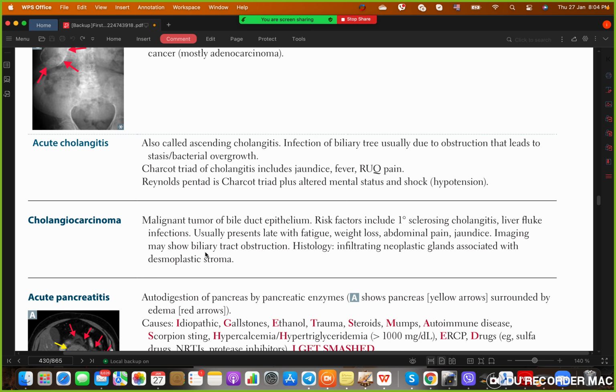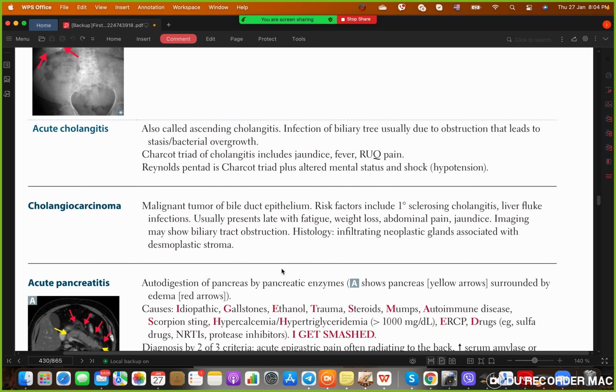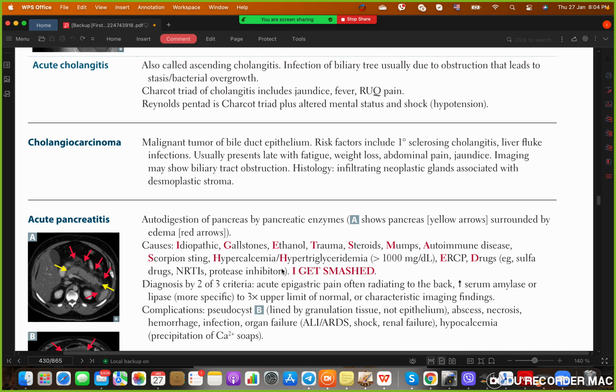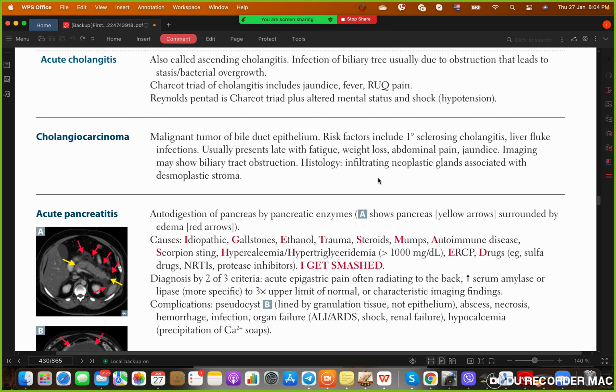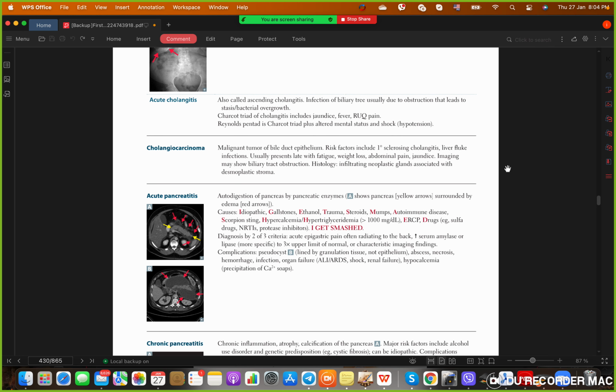And also they say other causes. It usually presents late with fatigue, weight loss, abdominal pain and jaundice. Basically non-specific signs. So it may show biliary tract obstruction as well, which will increase the direct bilirubin. The histology will show infiltrating neoplastic glands associated with a desmoplastic stroma. Let's take a look at that. So cholangiocarcinoma.